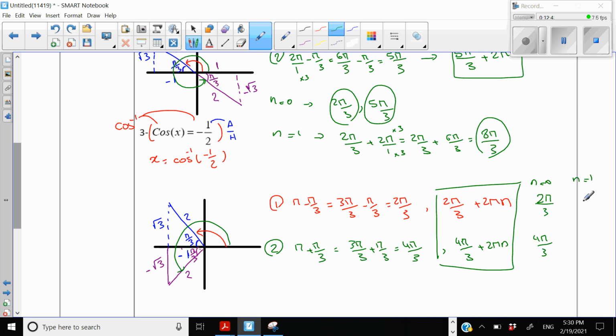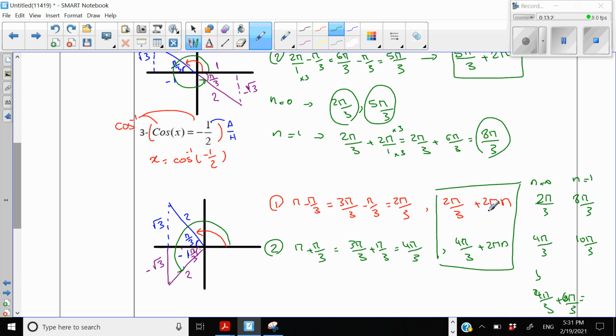And if n is equal to 1, it will be 2 pi over 3 plus 2 pi. And this will be 6 pi over 3. So 2 pi over 3 plus 6 pi over 3 will be 8 pi over 3. And the other one, if n is equal to 1, 4 pi over 3 plus 2 pi. And then again, I can write the 2 pi as 6 pi over 3. And if I add them, it will be 10 pi over 3. So we found 4 solutions here.